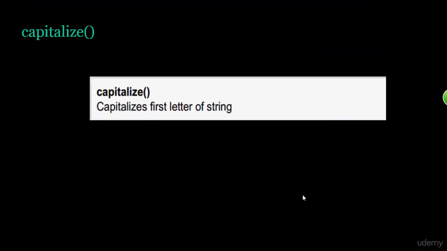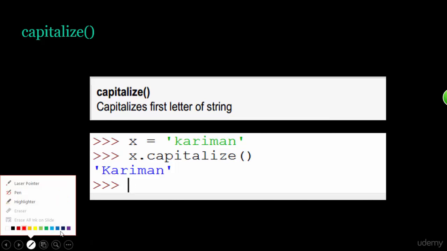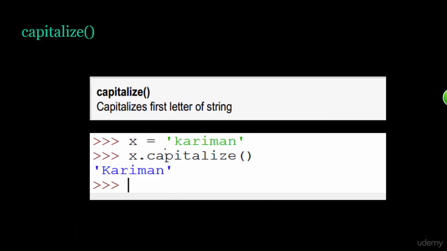First, the capitalize method. This method capitalizes the first letter of the string, like this. If you look here, this is x equal to Kariman. If I say x dot capitalize, this will make the K letter capital.